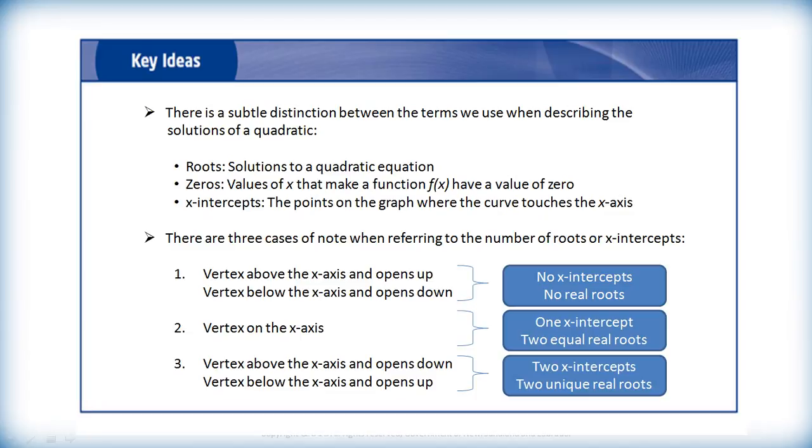There is a subtle distinction. We went through all this before. But don't forget, roots, zeros, and x-intercepts all refer to the same numbers, but they mean different things in different contexts. It's all there. Good. So if the vertex is above the x-axis and we open up, or if we're below and we open down, nothing doing. No x-intercepts, no real roots. If the vertex is right on the x-axis, we get 1 x-intercept, 2 equal real roots. If the vertex is above the x-axis and it opens down, 2 x-intercepts, 2 unique real roots. Don't forget it. Good stuff.